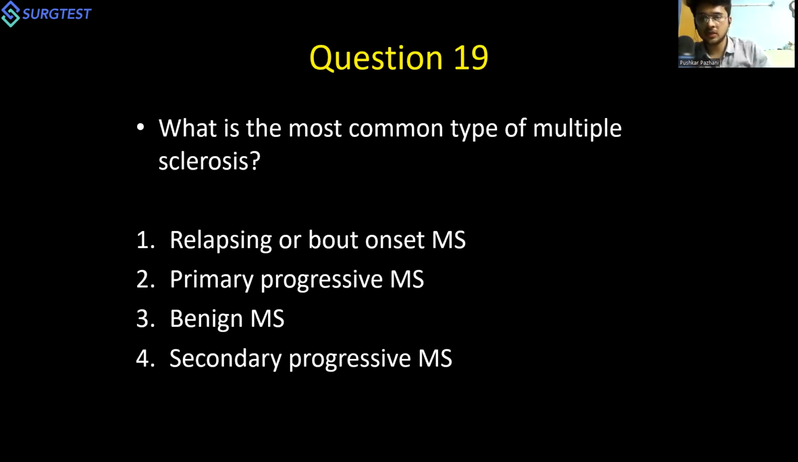Great, guys. We'll close this poll. Most of you have got it right. I think a very brilliant crowd. The answer is RRMS. Ninety percent of all MS is RRMS, and 10% of MS is PPMS.